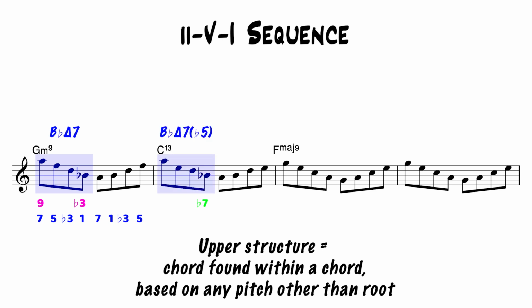This structure is also called a Lydian grip, and it gets this name because a flat 5 is the same thing as a sharp 11.